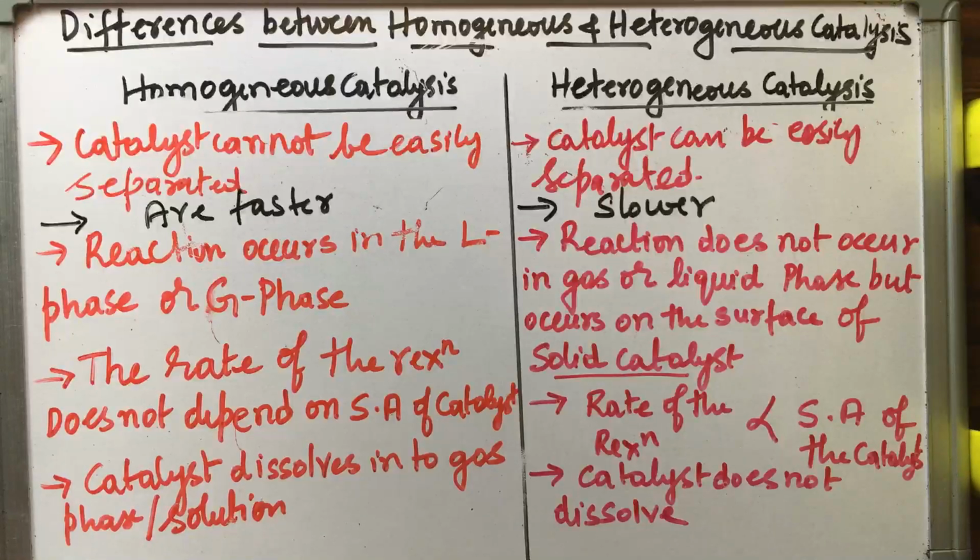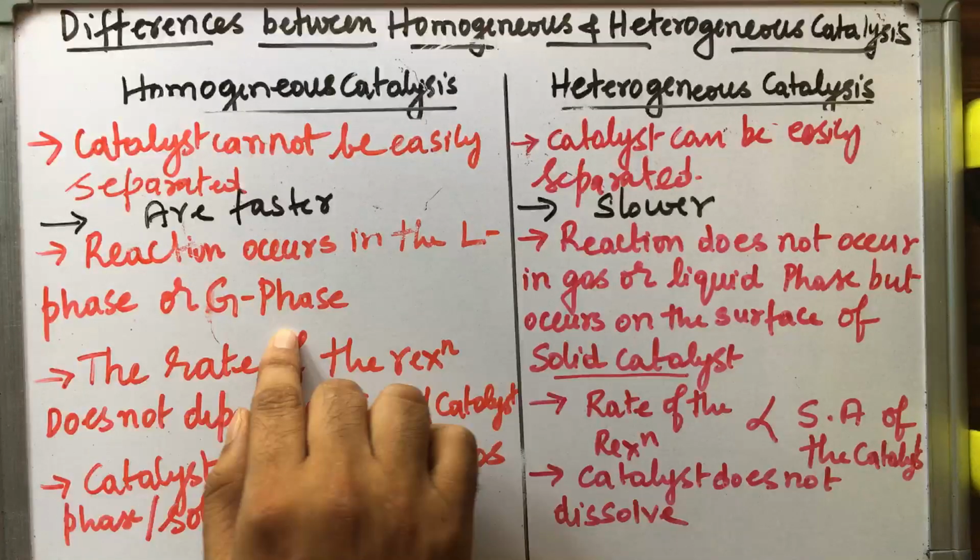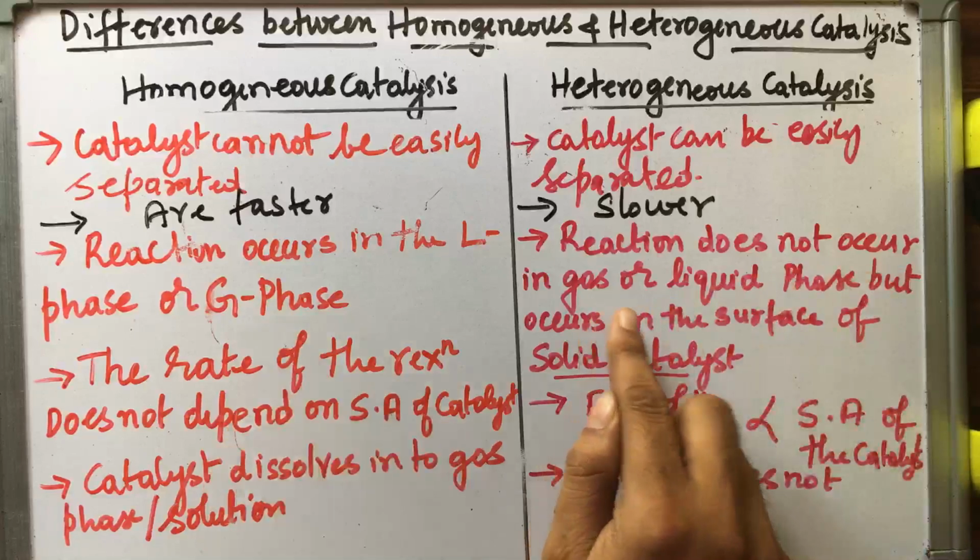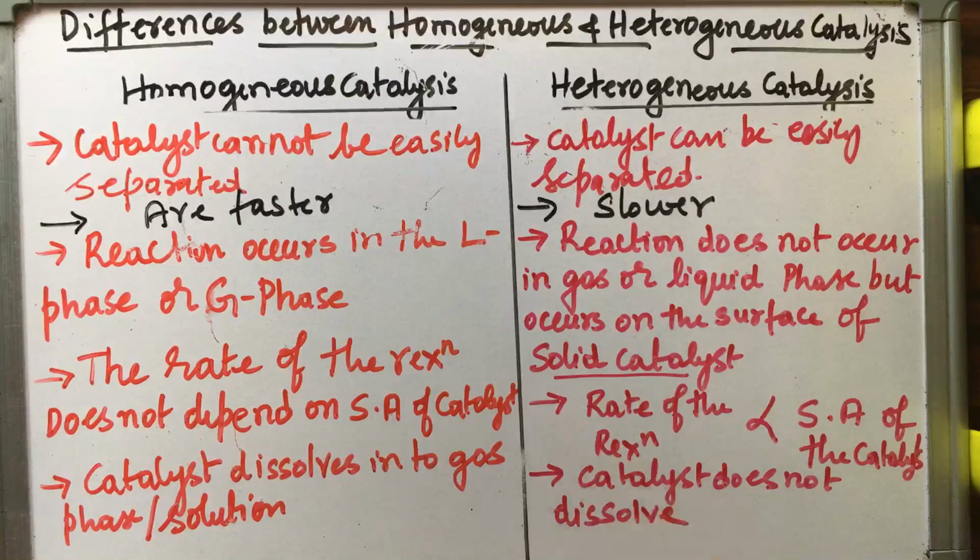So let me tell you what are the important points of differences that I told you. 1. Homogeneous: catalyst and the reactants are in the single phase. Heterogeneous: they are in different phases. Second point, reaction occurs in liquid phase or the gas phase. Reaction does not occur in the gas or the liquid phase but occurs on the surface of a solid catalyst. The rate of the reaction does not depend on the surface area of the catalyst as there is no solid substance. Here, the rate of the reaction is directly proportional to the surface area of the catalyst.